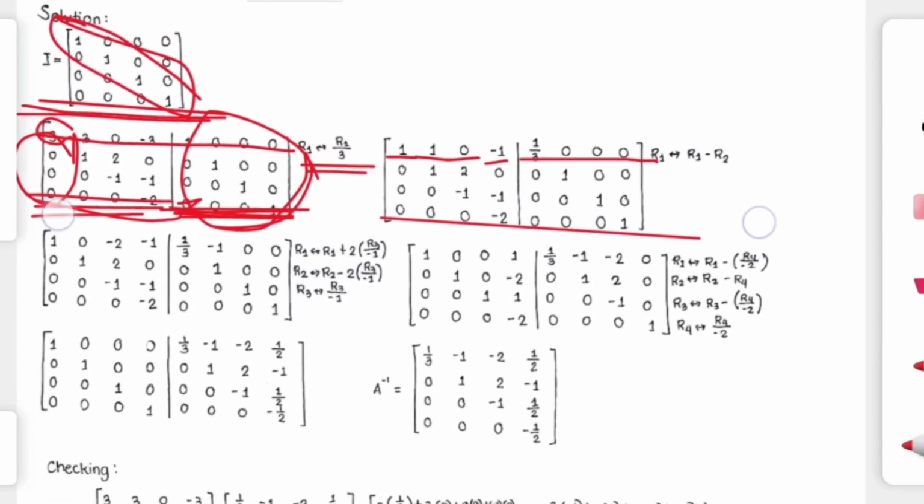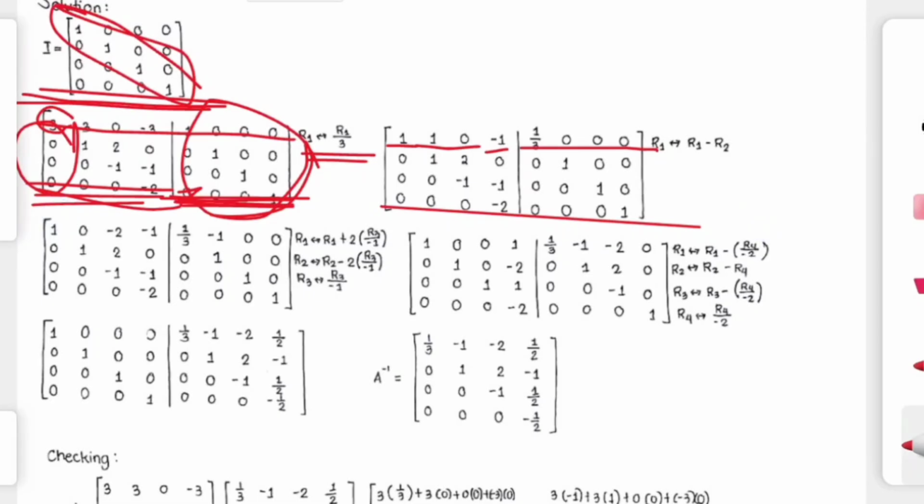And then we will now focus on column 2. Since we have already established the 1 in column 2 in row 2, we don't have to change that, and we will also copy the next one, and also row 3 and row 4, since there is already a 0 here. So we just have to change this 1 here in row 1 to be 0.